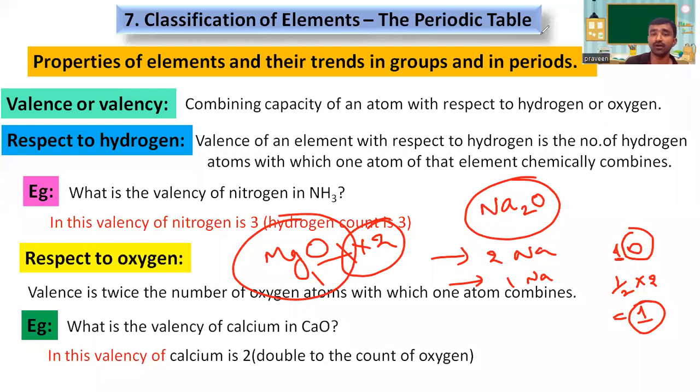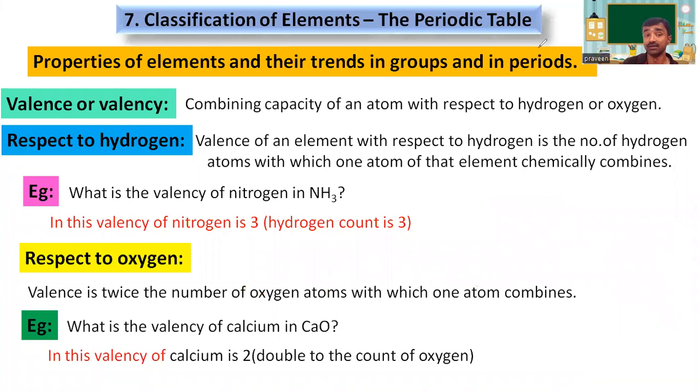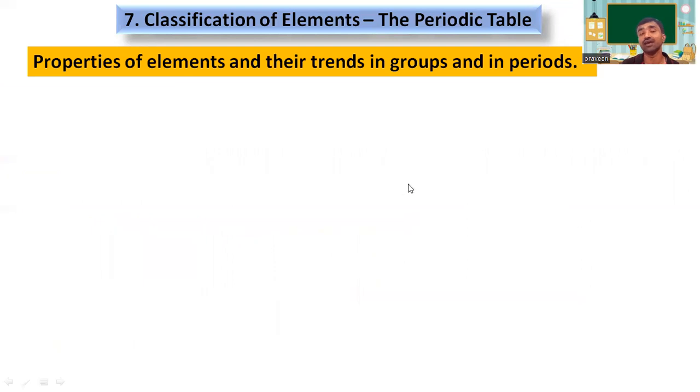So we'll go to another topic. We learned about the valency of an atom with respect to hydrogen and with respect to oxygen. Does that valency remain the same for all the elements? No, it varies. Depending on what? The number of electrons situated in its valency shell. So that electron count will affect the valency of an atom.